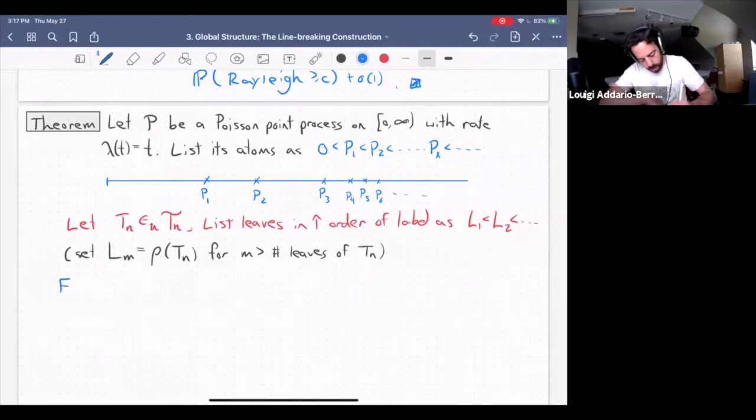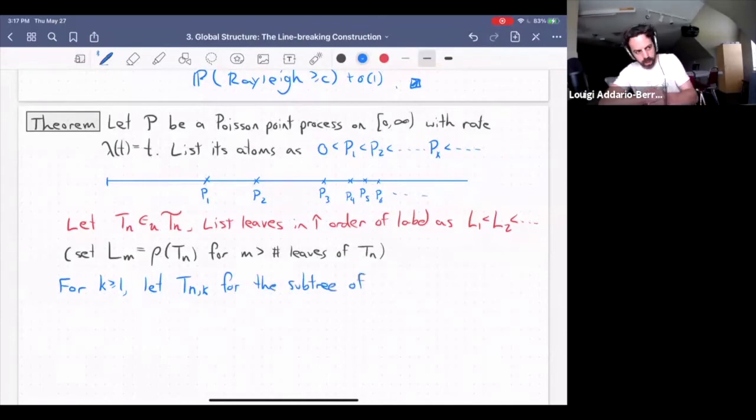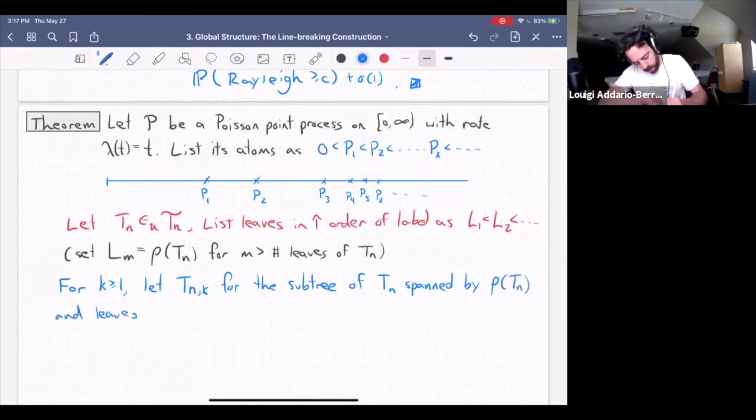Okay, and now, for K at least one, write TNK for the subtree of Tn spanned by the root of Tn and the leaves L1 up to Lk. Okay, so this is a tree that we already saw.